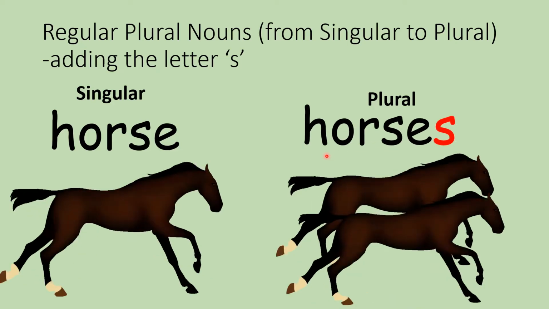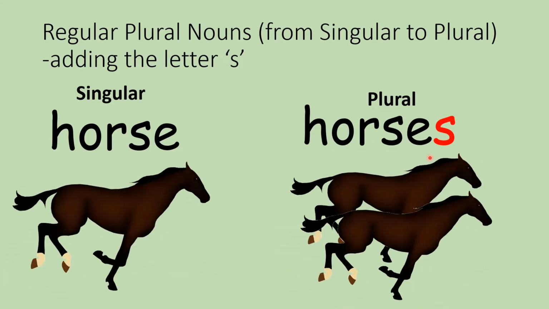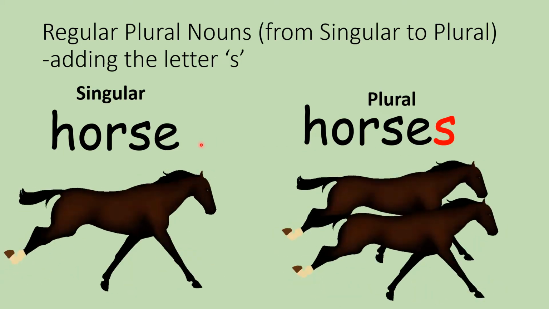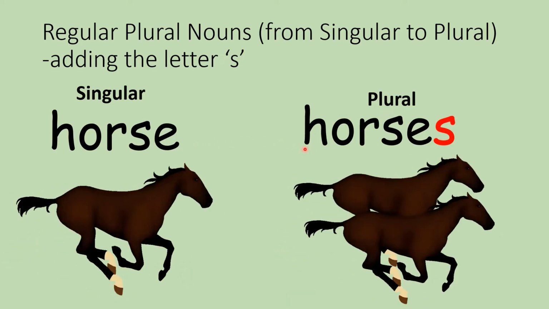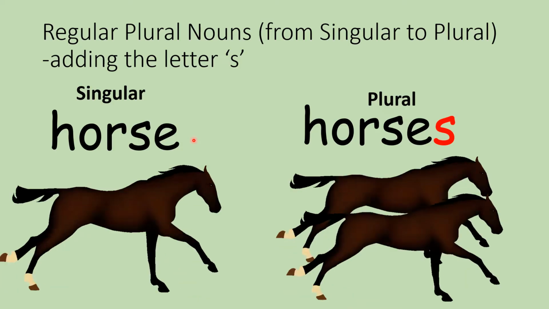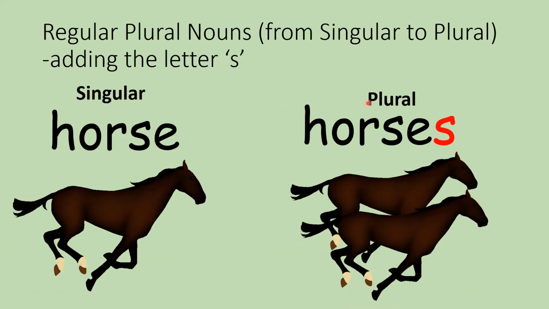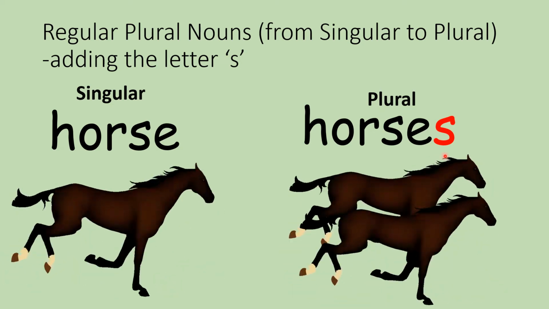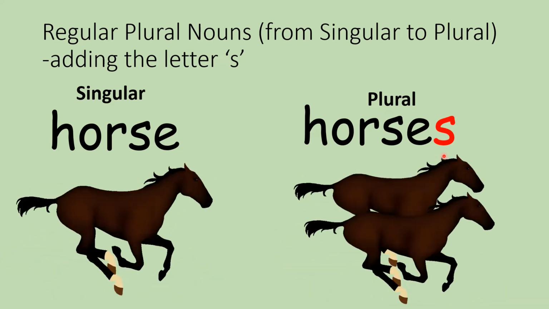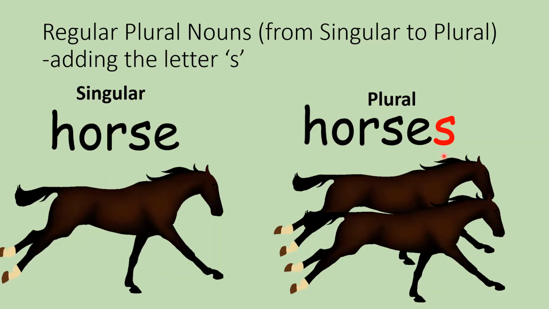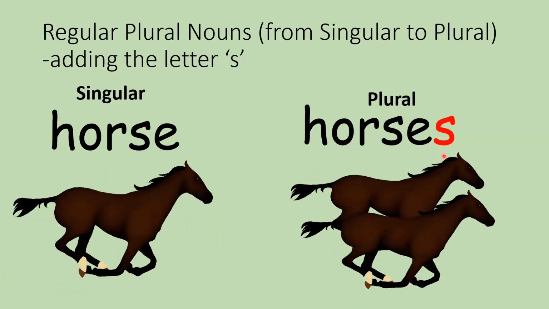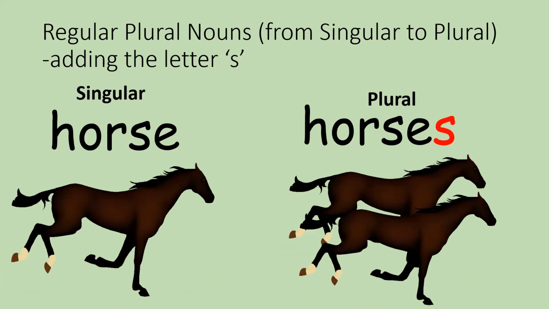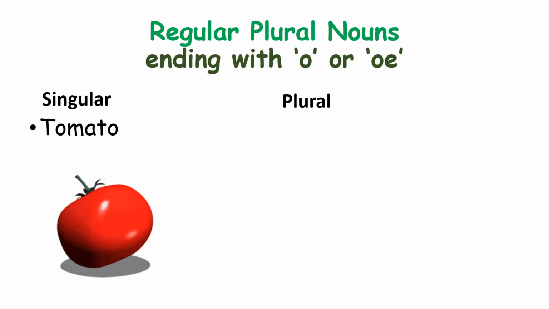Repeat after me. Horses. Look at the difference between these two words. The singular word for horse is horse, while the plural word for horse is horses. You only add the letter S if there is more than one. If you add the letter S at the end of the word, it is a regular plural noun.